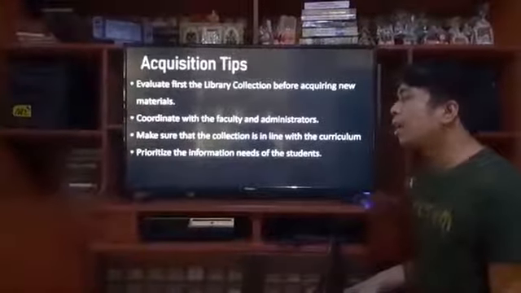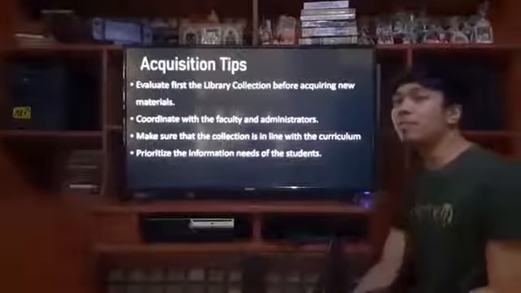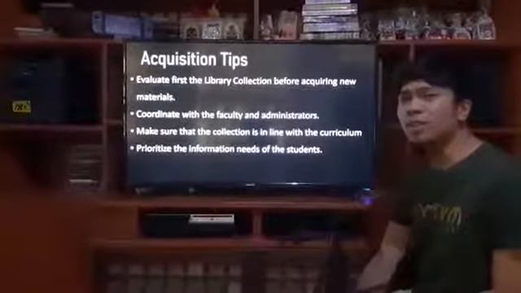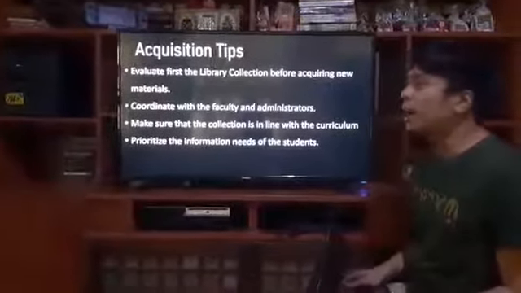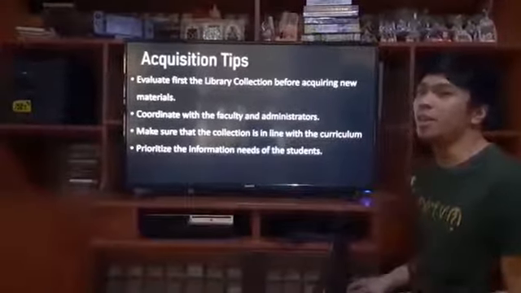And then, prioritize the information needs of the students. So, meron po kasing ibang mga nagbebenta na nag-o-offer ng different offers. Bago po natin yun i-consider, we should make the information needs of the students our top 1 priority. Okay?